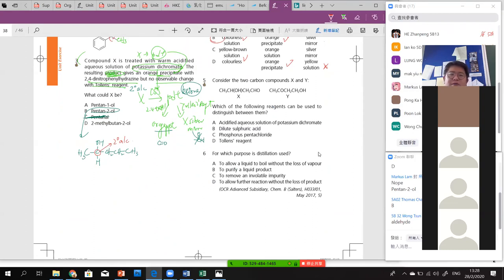Consider the two carbon compounds X and Y. Which of the following agents can be used to distinguish between them? So, what is the difference? Now, this one is an alcohol, but it is a secondary alcohol. This one is aldehyde. And this one is ketone. And this one is a primary alcohol. So how would you distinguish? It's a little bit more complicated now.